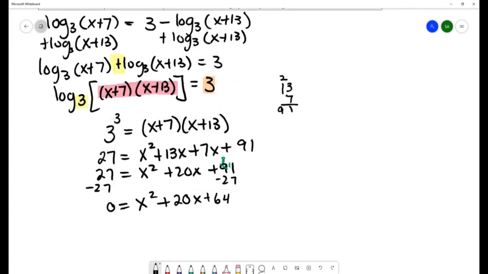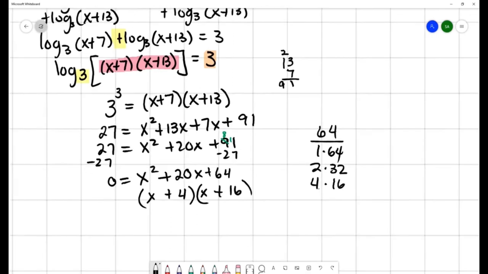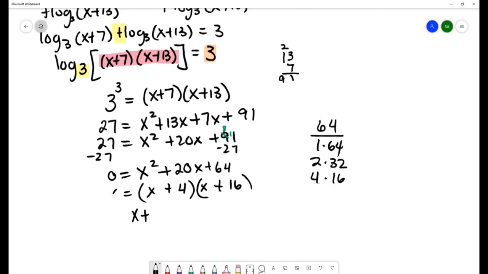And I'm going to see if I can factor this. So let's try x and x. Factors of 64 are 1 and 64, 2 and 32. 3 doesn't go in there. How about 4? 4 times 16. 4 and 16 can make a 20. So I've got a plus 4 and a plus 16. And I'm able to set each one of these factors equal to 0 and get x equals negative 4 and x equals negative 16.